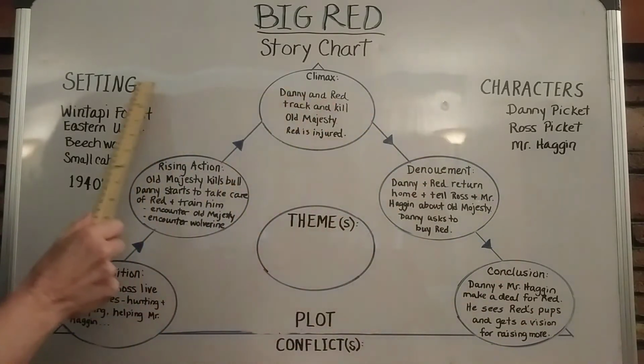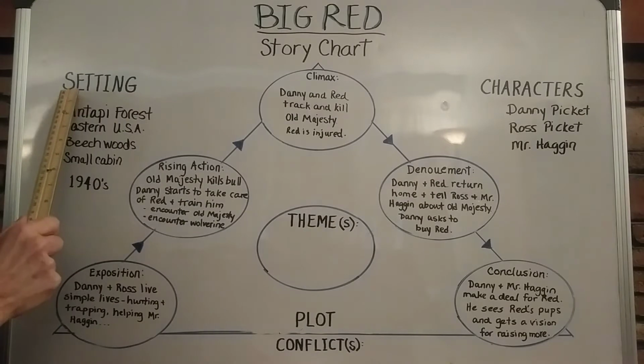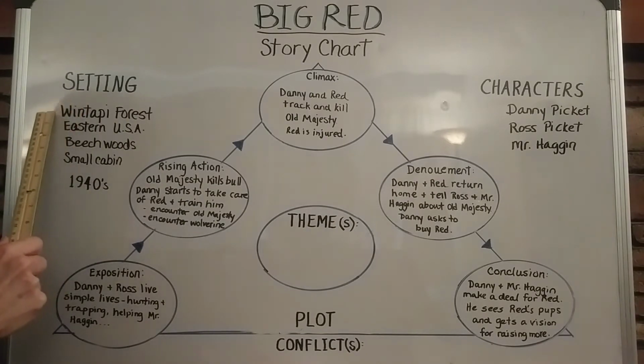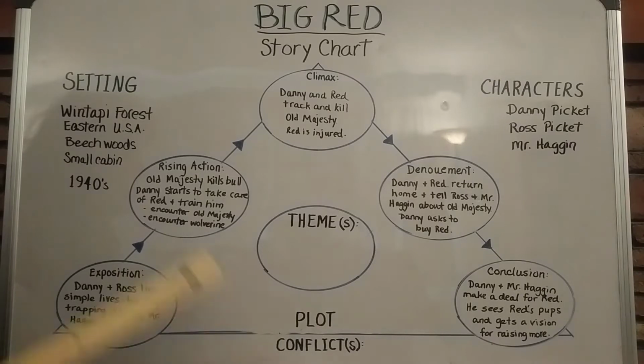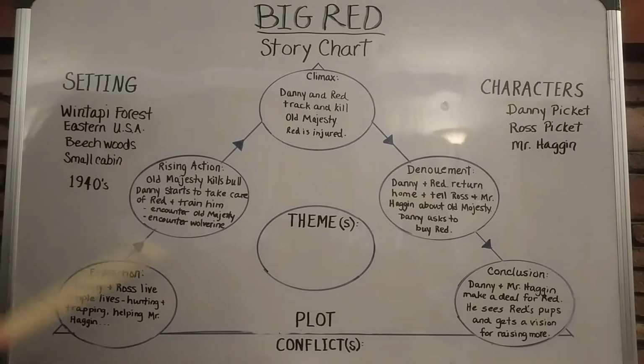Alright, let's move over to setting. The story is set in the Wintopy Forest, which we've talked about before as being a made-up place. It's not a real place, but it's approximately in the eastern USA. There's lots of beech woods and pine woods, and Danny and his dad live in a small cabin there. And the time period is approximately in the 1940s. The book was written in 1945, and so that's when the setting was contemporary at that time.